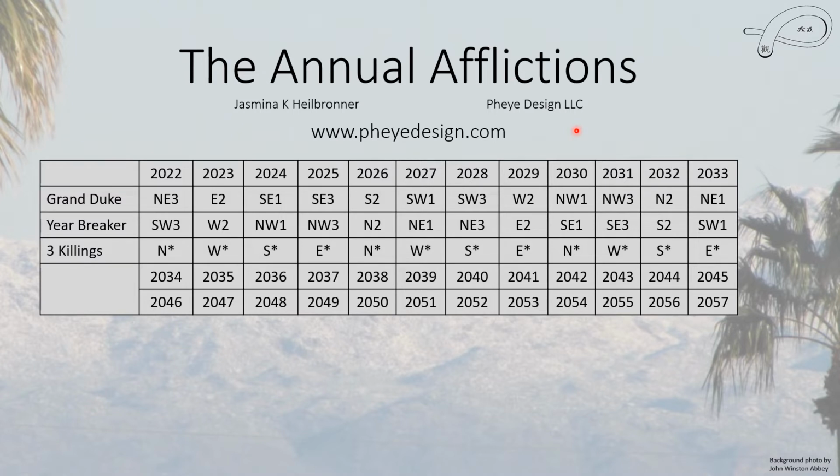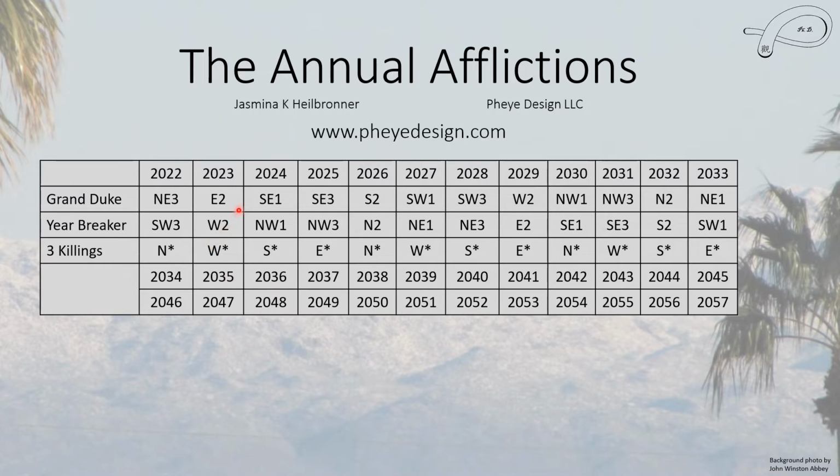Here is the table of some of the annual afflictions. This includes the Grand Duke, which is always the animal sign of the year. It also includes the Year Breaker, which isn't as important when it comes to the direction of your house, but it is important for you as an individual.